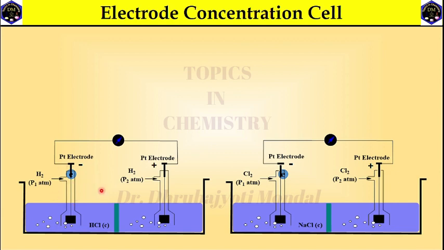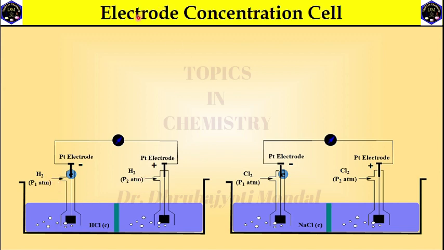This is the left hand electrode, so here oxidation takes place. So here it acts as an anode, and the sign is negative electrode. This is the right hand electrode, right hand half cell. Again this is the platinum. Here again you are passing the hydrogen gas, but the pressure is different. It is P2 atmosphere. So both pressures are different.